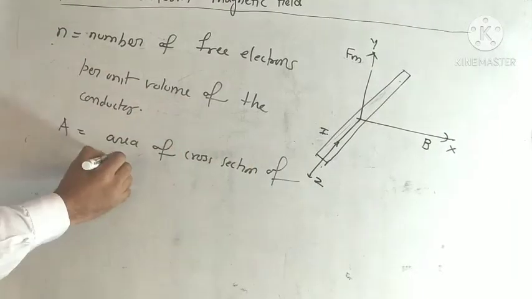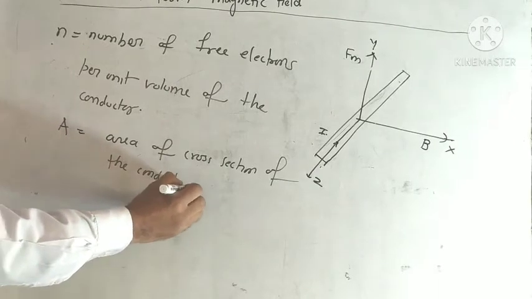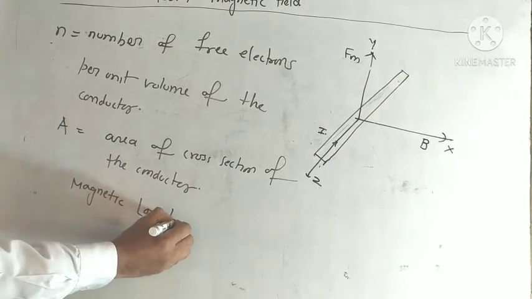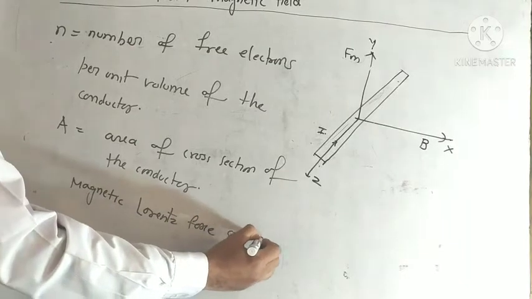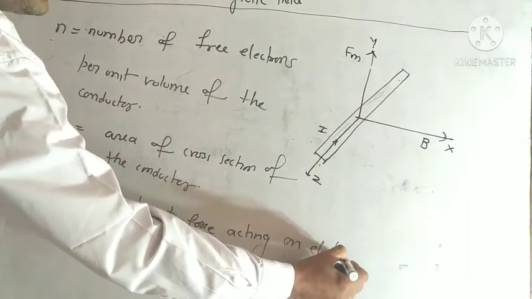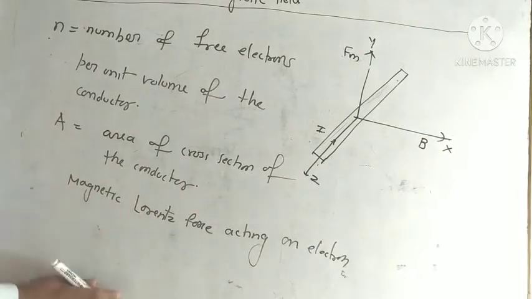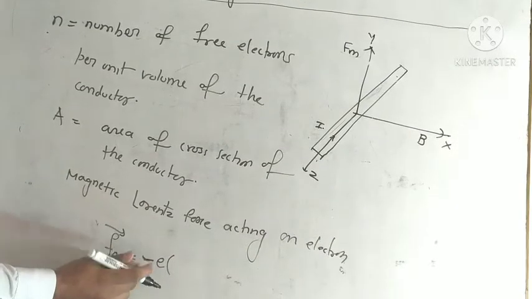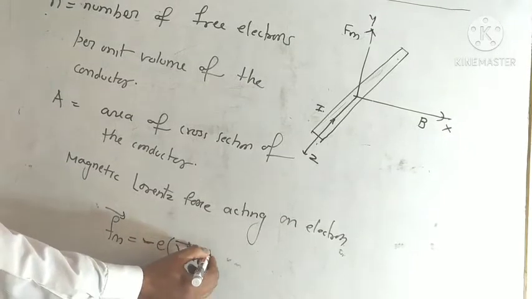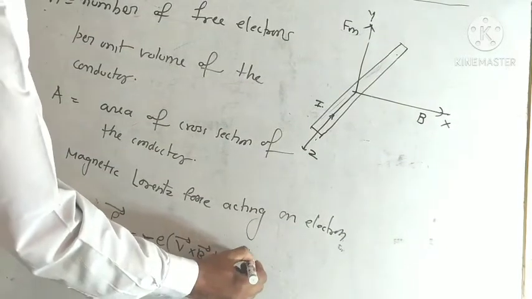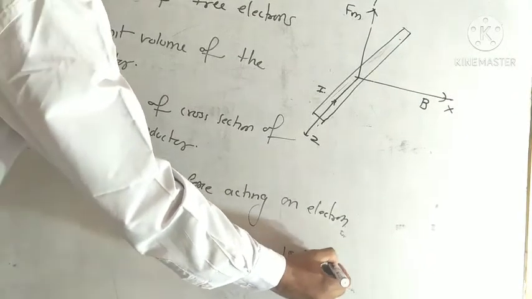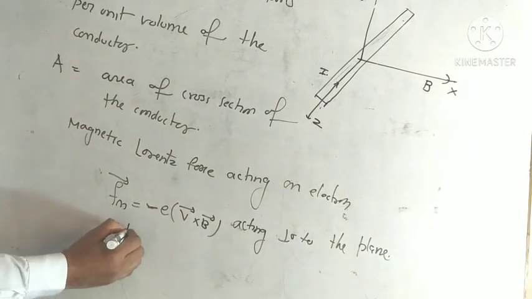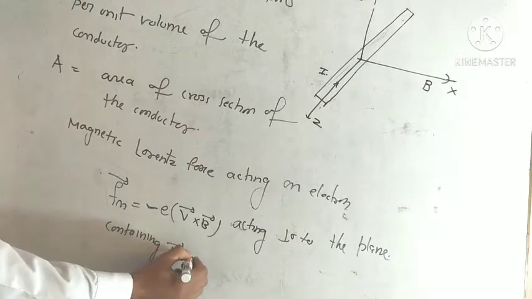So the magnetic Lorentz force acting on an electron is Fm equals minus e, we take the electron as having negative charge, V cross B, acting perpendicular to the plane containing V and B.